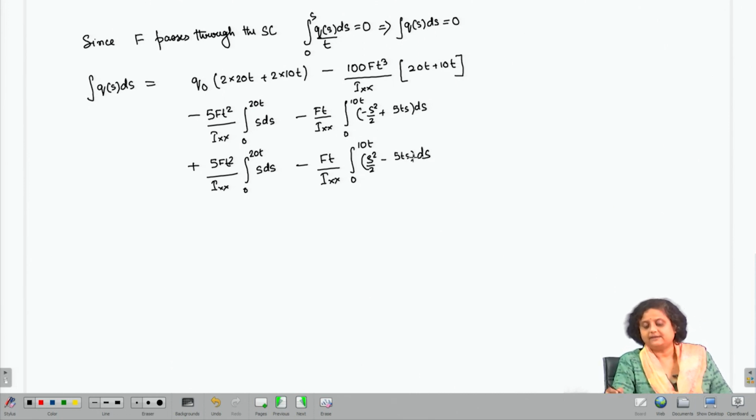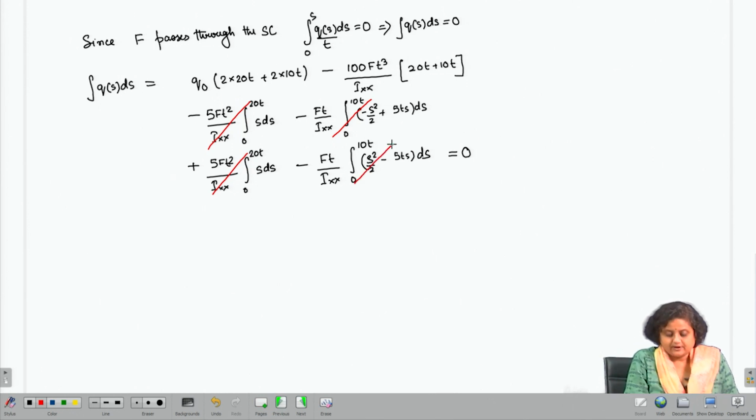So, this has to be equal to 0. So, if we carefully see this, then this is going to cancel out with this, this is going to cancel out with this. Therefore, we are left with 40 plus 20, 60t Q0 minus 30t into 100 F t cube by Ixx, and that is equal to 0.